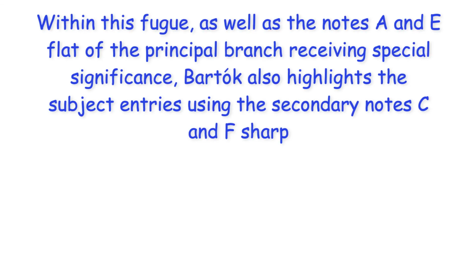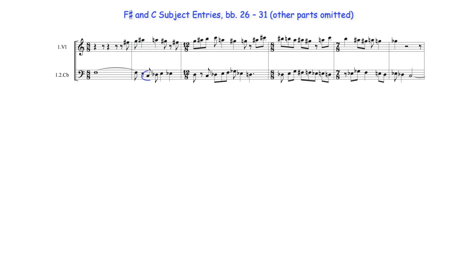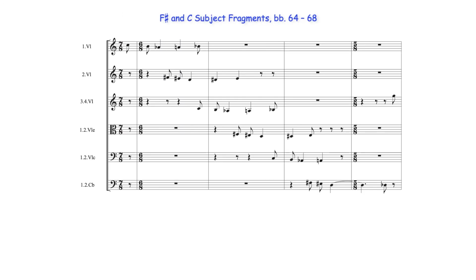Within this fugue, as well as the notes A and E-flat of the principal branch receiving special significance, Bartok also highlights the subject entries using the secondary notes C and F-sharp. In bars 26 and 27, for example, he uses C and F-sharp subject entries in stretto, the first time stretto is used in the fugue. And beginning in bar 64, C and F-sharp subject fragments are used.